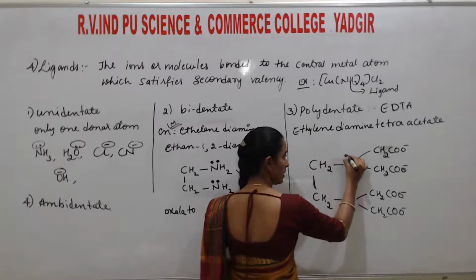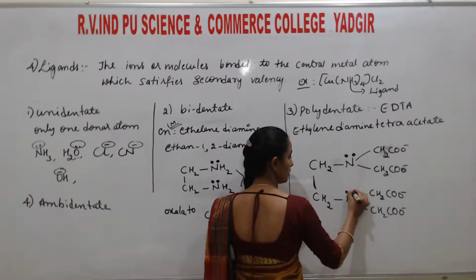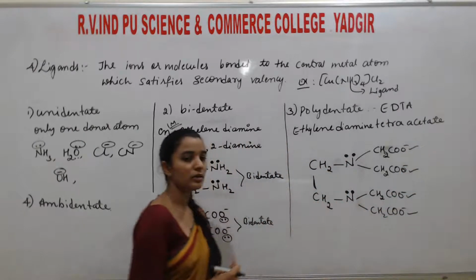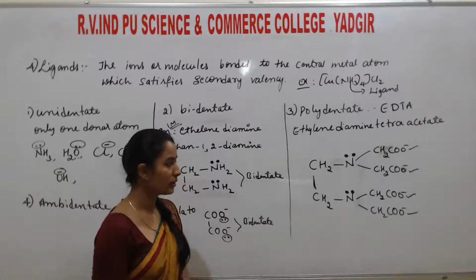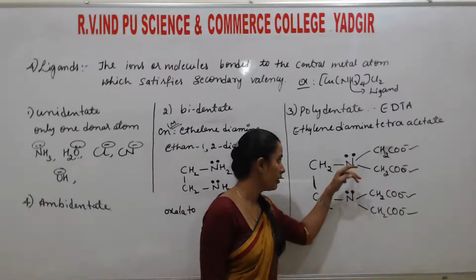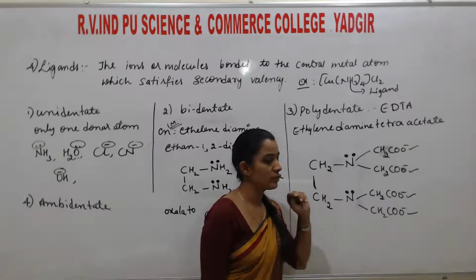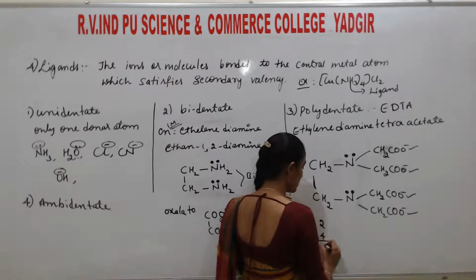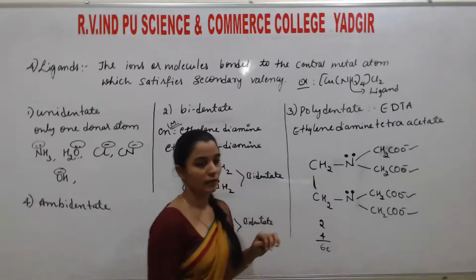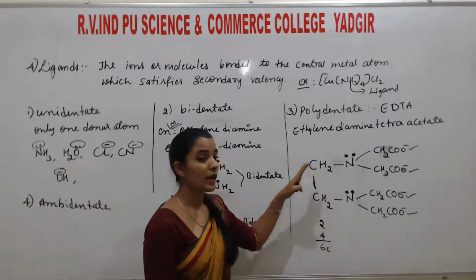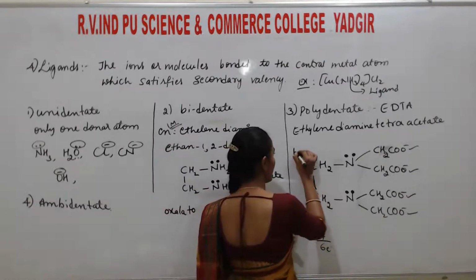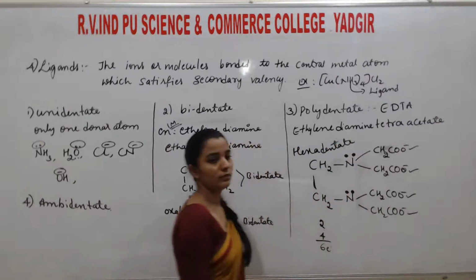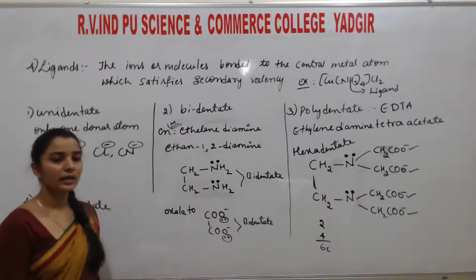Here nitrogen is there, here lone pair electrons are there, here 4 oxygen atoms are there. So from 4 oxygen atoms they have the capacity to form 4 dative bonds. They are nothing but coordinate bonds. From these 2 nitrogens they have the capacity to form 2 coordinate bonds. 2 from nitrogen and 4 from oxygen, total 6 coordinate bonds they can form. That's why it is called a hexadentate ligand. So EDTA is a hexadentate ligand.